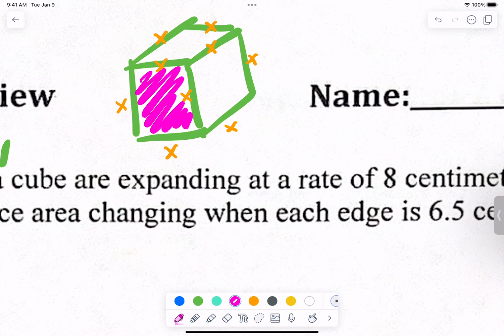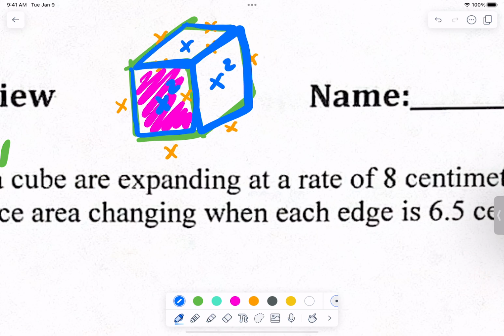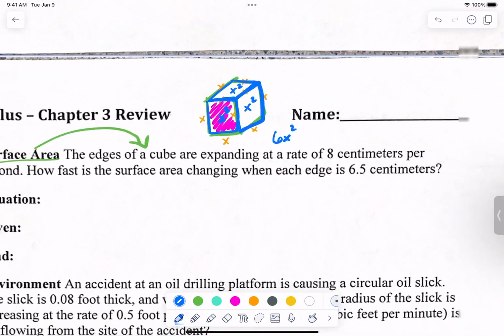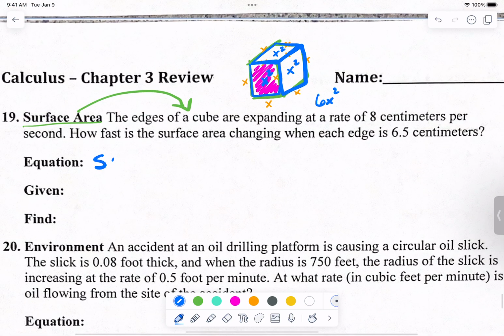Okay, we're talking about the area of all of the surfaces. What's the area of this front surface right here? X squared. It's base times height, which is x squared. What's the area of this side surface? X squared. What's the area of the top surface? X squared. So 6x squared is the surface area of a cube. Our equation is surface area equals 6x squared.